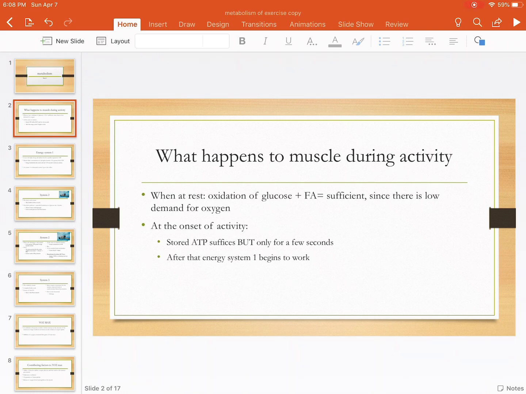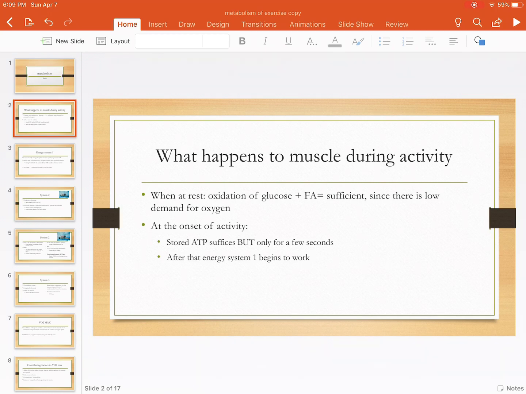So there are two phenomena that we deal with when we are utilizing energy. First is the fuel, which is glucose and fatty acids, and also amino acids, but that's just another scenario. We're going to be focused on glucose and fatty acids, but then also the fact that we need to have enough oxygen available at the onset of activity.